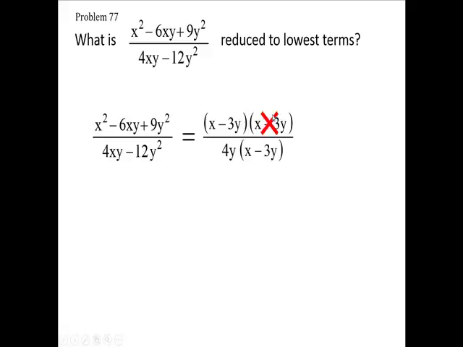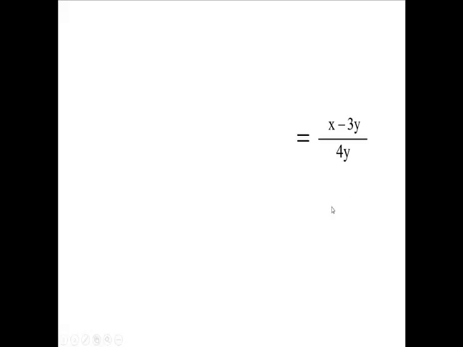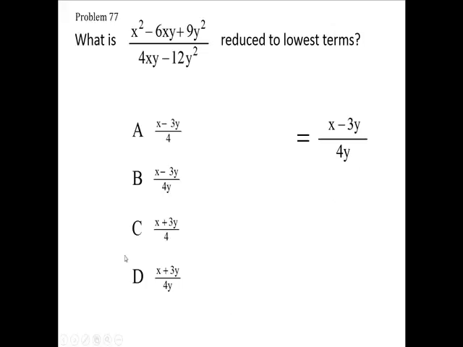Because now we can cancel these out, can't we? Now what are you left with? In the numerator I have x minus 3y. In the denominator I have 4y. So looking at my choices, I don't want A or C because they don't have a y in the bottom. And I don't want answer D because it's not a minus right here. The only place where you have a 4y in the bottom and a minus on the top is answer B.